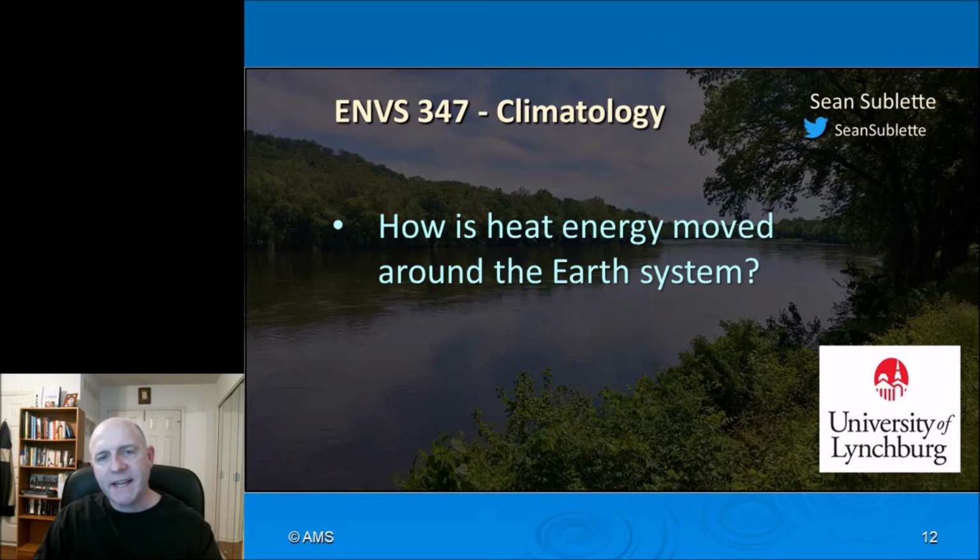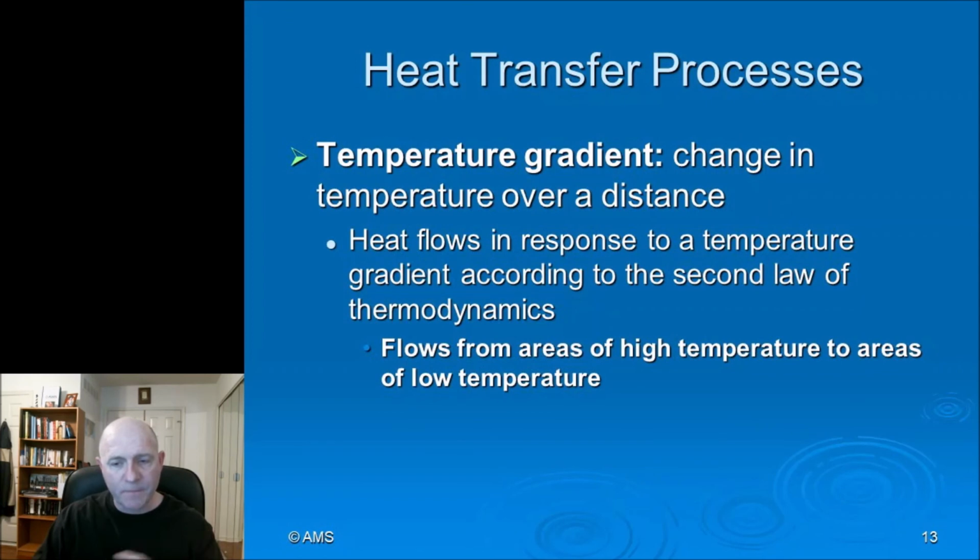So then, how is heat energy moved around the Earth system? Several ways. First, let's talk about those gradients in temperature. We talk about a temperature gradient a lot in both operational meteorology as well as in climate science. And here's what we mean by a gradient. We mean a change in temperature over a distance. That's the short version. How the temperature changes over a distance is called the temperature gradient. And heat or energy does move or flow in response to the second law of thermodynamics, which effectively says that heat energy flows from areas of high temperature to areas of low temperature.